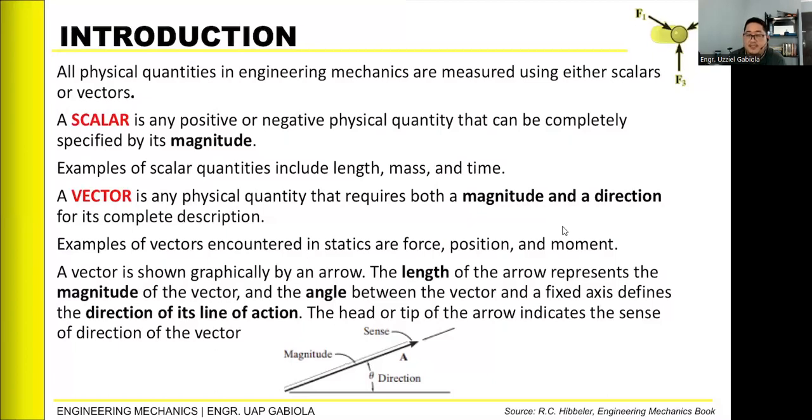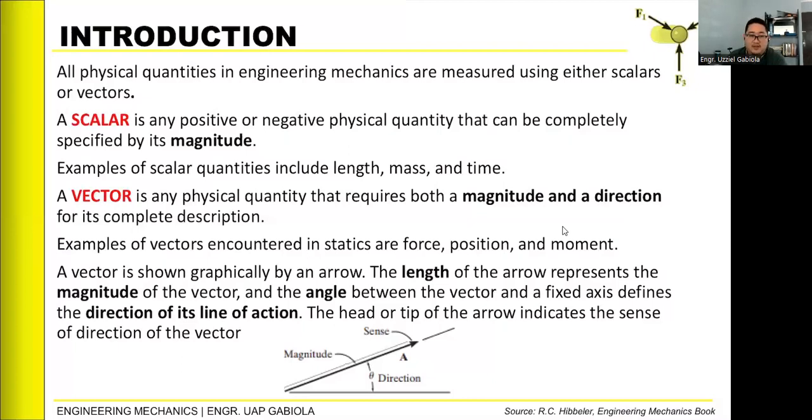So, si force, syempre, kasi when you're defining a force, kailangan may direction. Pag sinabi mo halimbawa 15 newtons, saan, no? Which direction? Upward ba? Downward? To east, no? To west? So, dapat specified siya. So, sa position, no? Kung meron tayong reference point, so paano natin ma-identify yung position kung hindi natin i-describe kung left ba nung reference point natin, to the right, or slightly to the left, no? So, kailangan may direction. And then, of course, moment din, no? Kasi moment can rotate counterclockwise and clockwise. So, dapat meron tayong direction also.